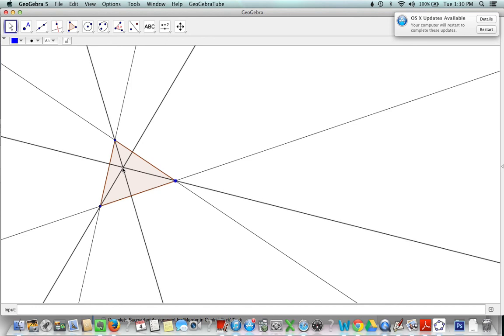Now it's your job to discover what happens whenever we move our triangle and change it from acute to right to obtuse, whatever. Have fun.